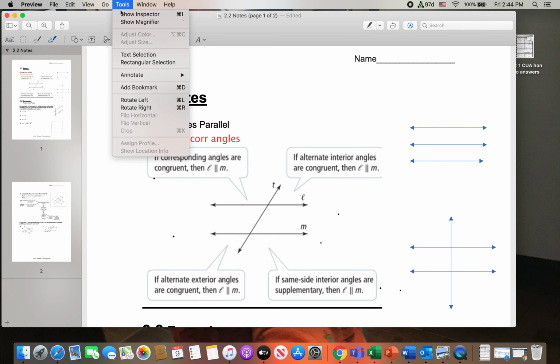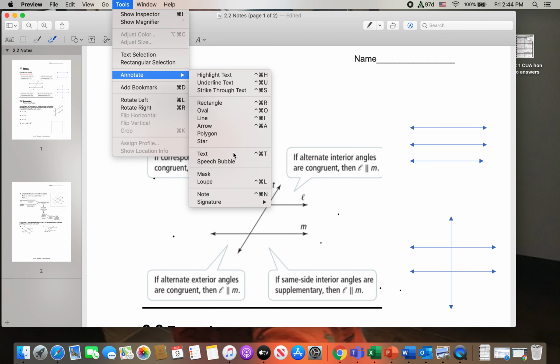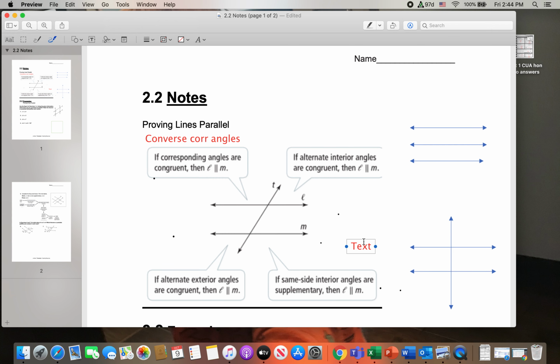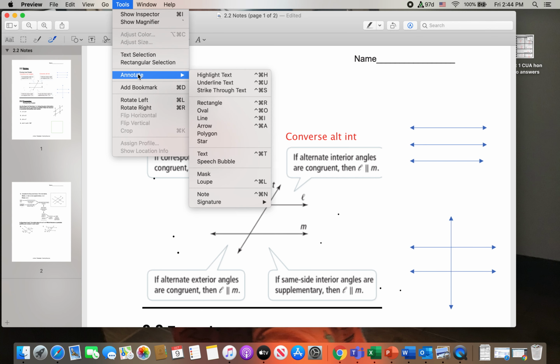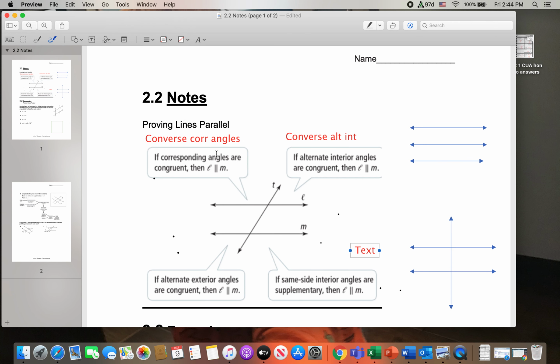Next one is also backwards, right? So the converse of alternate interior angles. If they're congruent, the lines are parallel. Next one, converse alternate exterior angles.